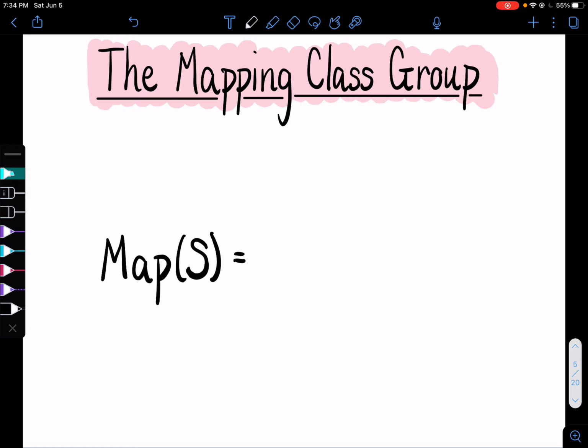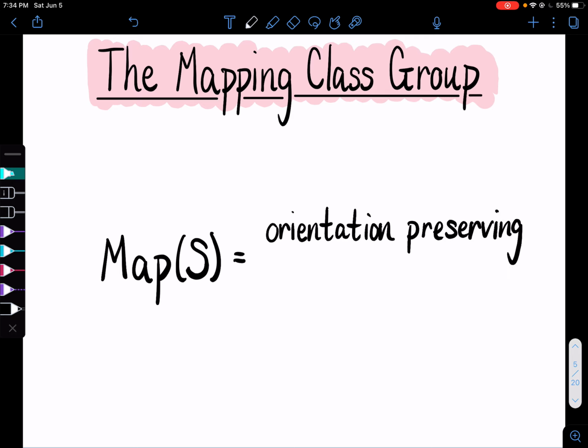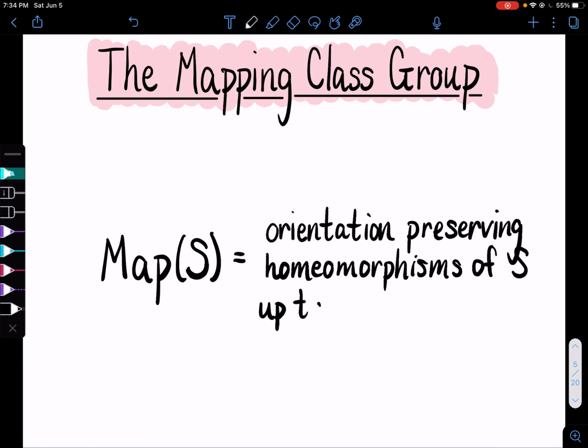So the mapping class group is the group of orientation preserving homeomorphisms of my surface S, up to homotopy. In particular, if I have 2 homeomorphisms and I can wiggle them, smoosh them along on the surface to look like each other, then I want to say that they're the same mapping class. They give rise to the same mapping class.